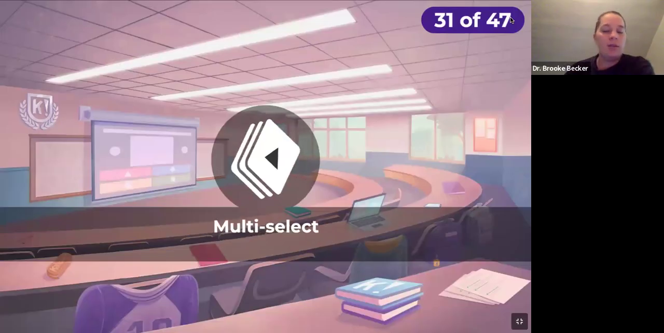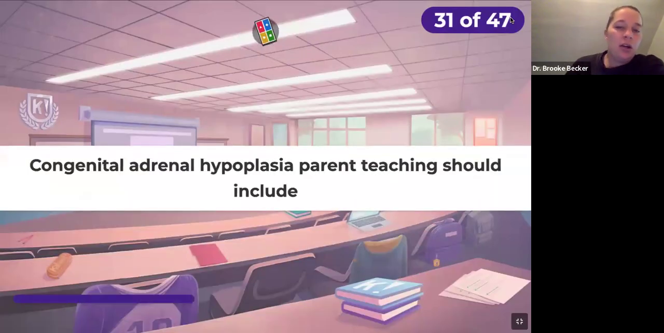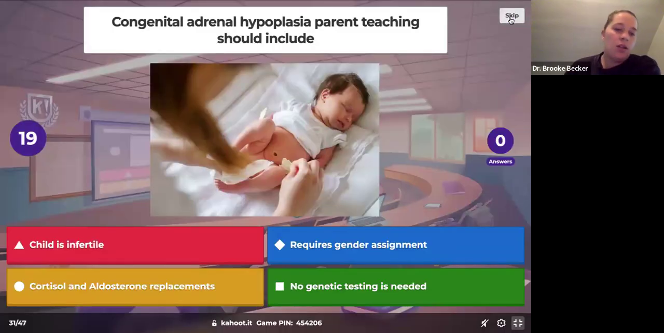Okay, another multiple select. Congenital adrenal hypoplasia. Parent teaching should include: the child is infertile, requires gender assignment, cortisol and aldosterone replacements, or no genetic testing is needed.